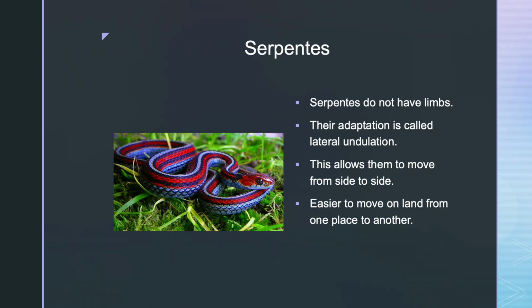Last but not least, we have serpents. Serpents were animals that did not have limbs. They could not move like the other animals. Because of this, they developed a movement called lateral undulation. This adaptation helped them move from one place to another by moving from side to side. This made it easier for serpents to move about on land.